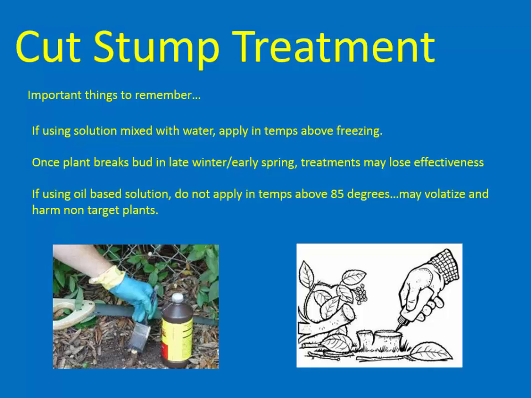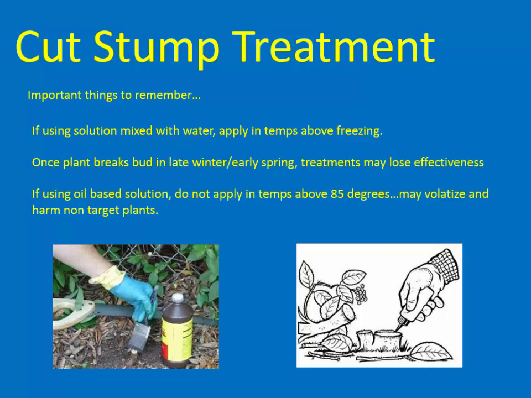So right now is the worst time of year to do cut stump treatment, because sap flow is coming out of the ground up to the leaves, to break buds and produce leaves. So there's a lot of water being pushed up the tree. You can cut the tree, apply the herbicide, and the water will just push right out with the herbicide.